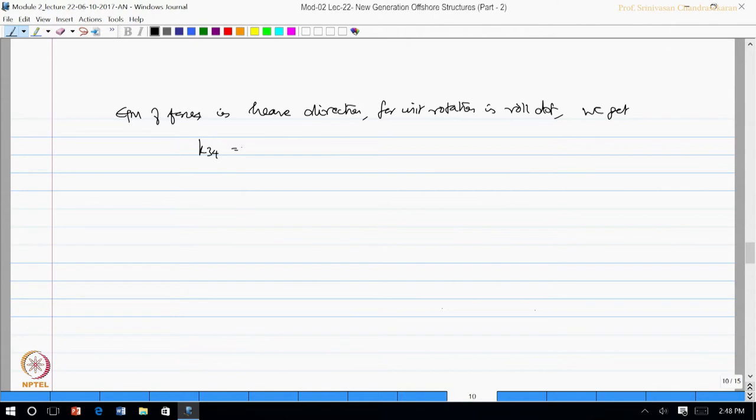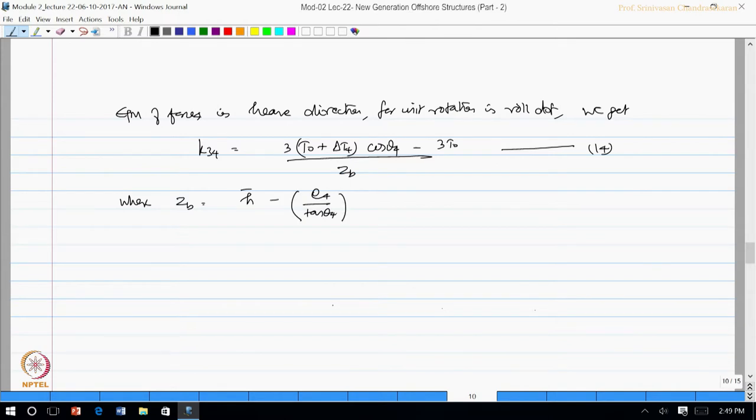K 3/4 as T0 plus delta T4 of cos theta 4 minus 3 T0 by ZB, where equation number 14 can be assigned to this, where ZB is H bar minus E4 by tan theta 4. Equation number 14 A.